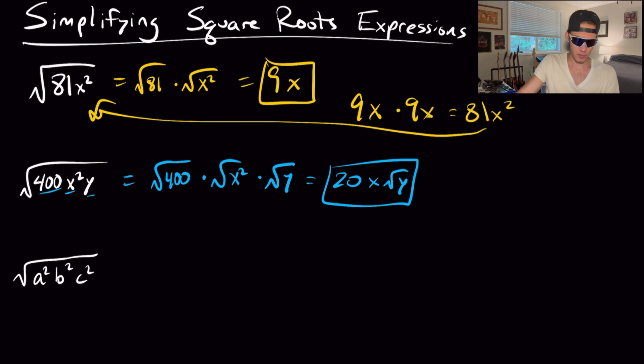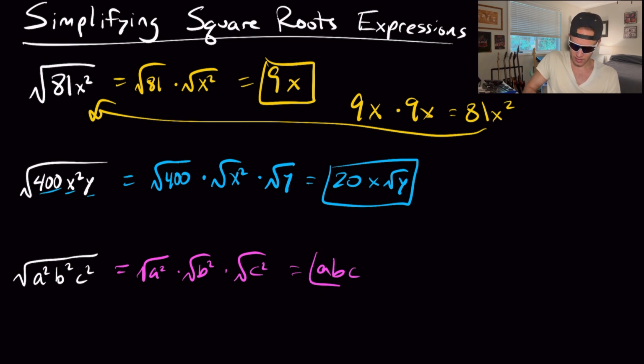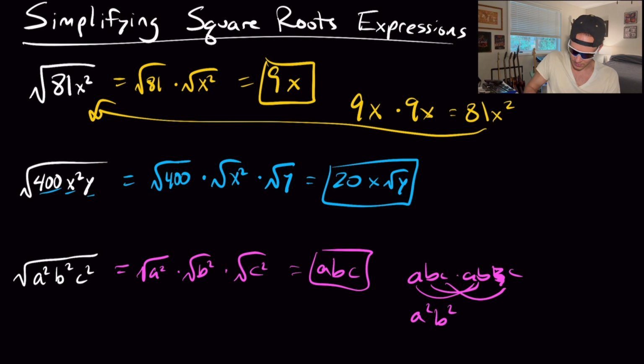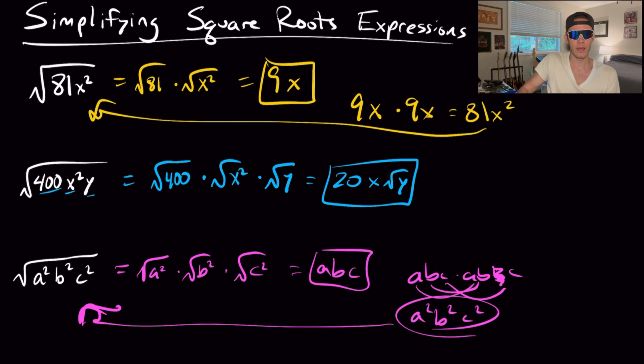Square root of a squared b squared c squared, right? Just give each of them their own square root. But hopefully at this point you don't need to do that, and you should kind of recognize the pattern. Square root of a squared is just a, square root of b squared is b, square root of c squared is c. And again, if I take abc and multiply it times abc, I'll have a times a, which is a squared, b times b, which is b squared, and c times, whoops, that should have been a c. c times c, which is c squared, which is what you started with at the beginning.